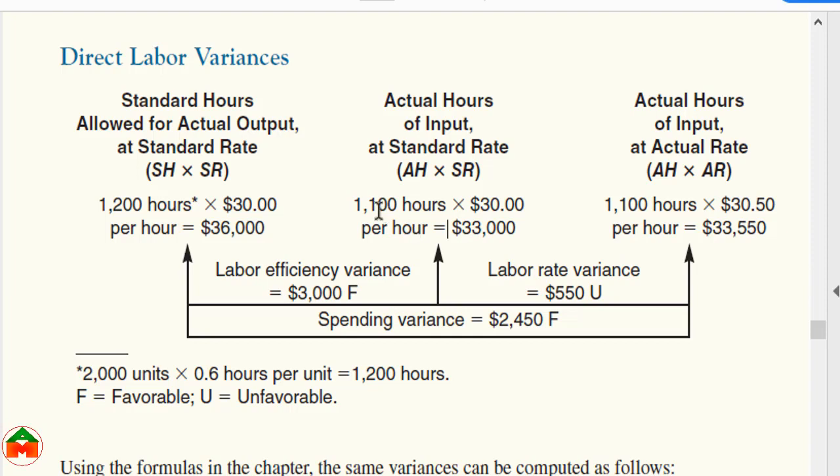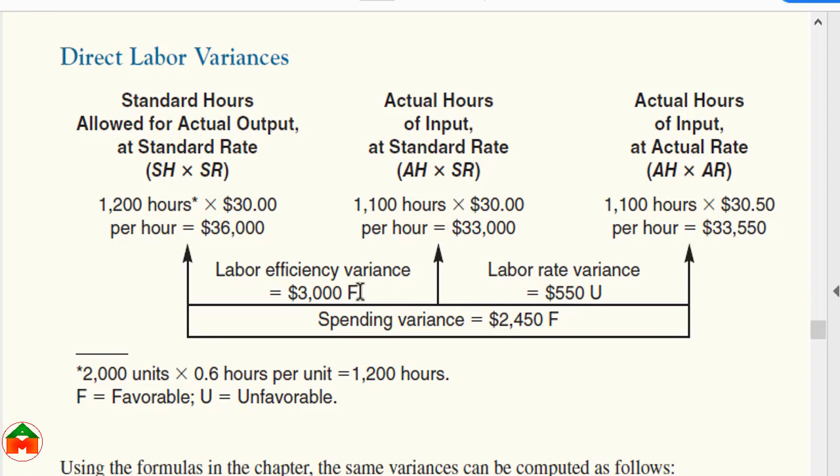On the other hand, if we multiply 1,100 with 30.50, the amount is 33,550. If we compare this one with this one, this 33,000 is the standard. So here the standard cost should be 33,000, but actually it is higher, 33,550. So this is unfavorable. If we compare both these amounts, the difference is 550. This is unfavorable. This is called the rate variance. Very simple. Then finally we have to compare this 3,000 with this 550.